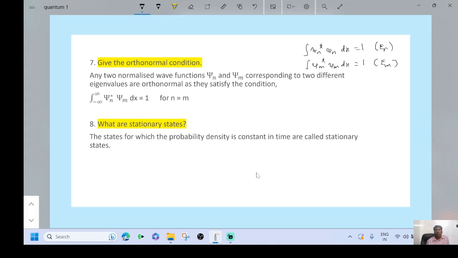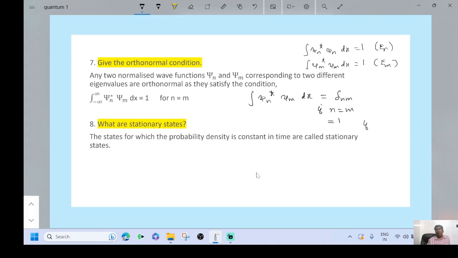For n equal to m, this is called the normalization, the orthonormality condition. That is, integral of psi n star psi m dx equal to delta nm. If n equal to m, the integral value is 1.